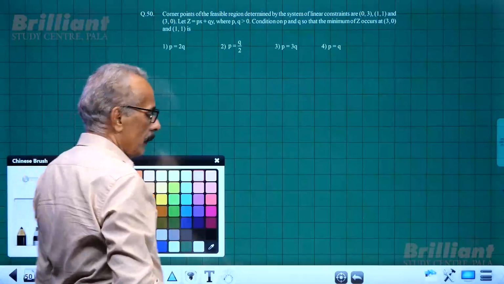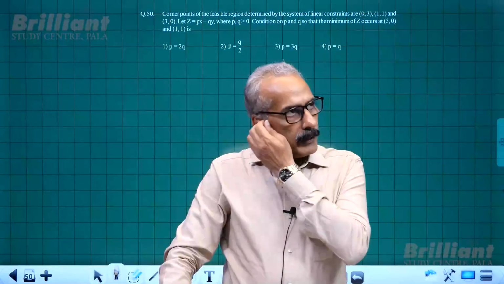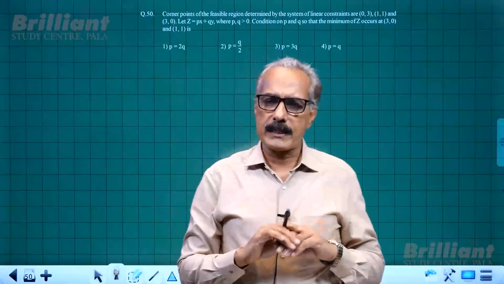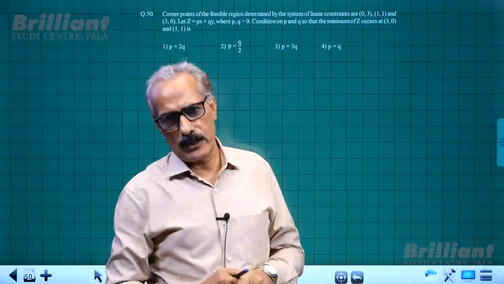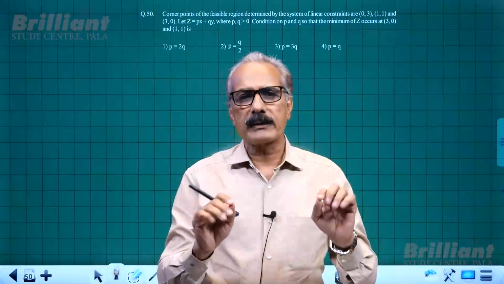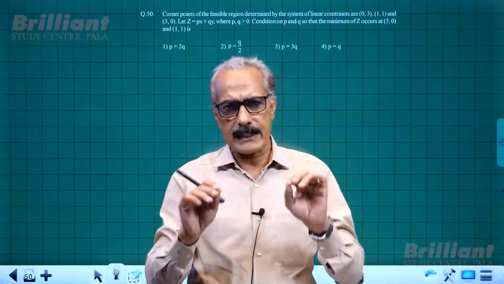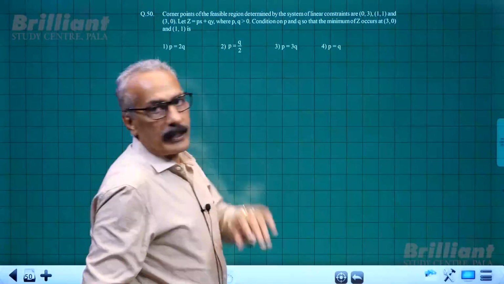Listen. In the theory of linear programming, the objective function will attain its extrema at the endpoints of the feasible region. But if the objective function attains its maximum or minimum value at 2 points, it will attain it at many points, the segment joining them. And that's the concept given here.